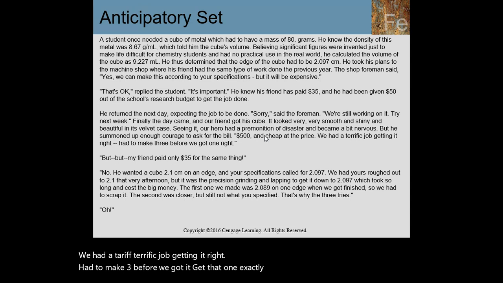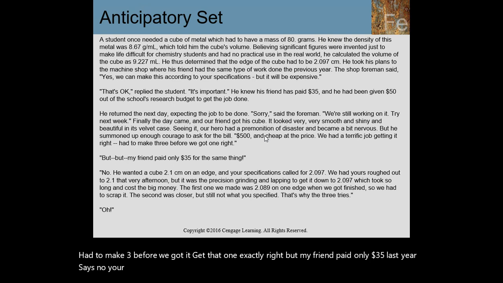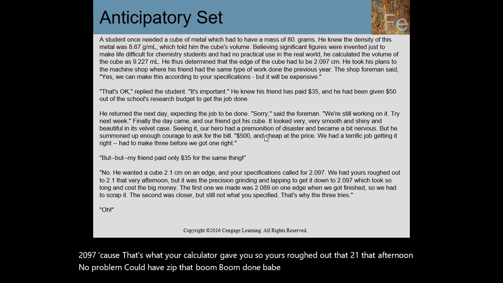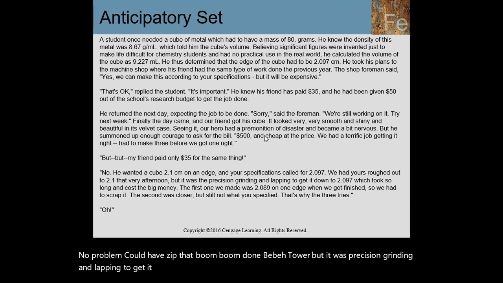But my friend paid only $35 last year. No, your friend asked for a cube that was 2.1 centimeters on an edge. You asked specifically for 2.097, because that's what your calculator gave you. Your friend's roughed out to 2.1 that afternoon, no problem. Could have zipped that, boom, been done in maybe an hour. But it was precision grinding and lapping to get it down to exactly what you wanted, the 2.097, which took so long and cost the big money.